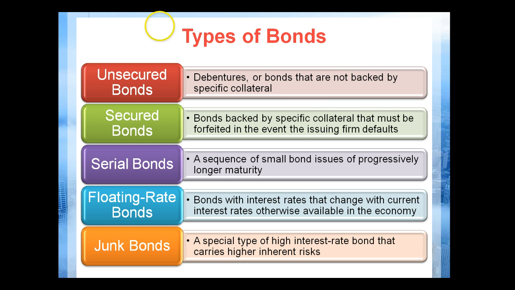There are types of bonds that are currently in the market: unsecured and secured and serial bonds, and floating rate bonds and junk bonds. For the purpose of this class, it will be important to understand what bonds are, understand the differences among them, and understand the advantages of them.